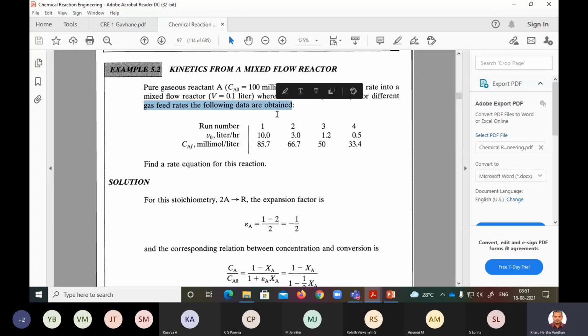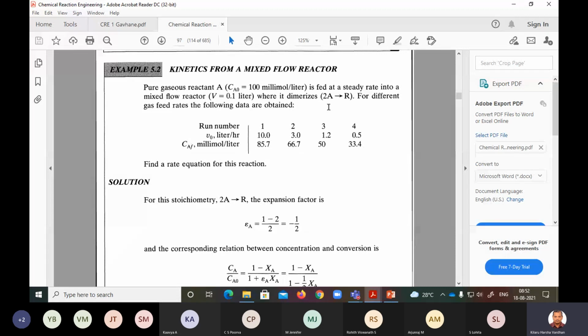For the different gas flow rates, he is giving you the run number. V0 is giving you the volumetric flow rate, and CAF is also given. For this, find the rate for this reaction. Rate equation in the sense, minus RA is K times Ca power N. So what is K and what is N? He is asking you to find out. Whenever they give experimental data like this, definitely you have to draw the graph. In the exam, please make sure that graph problems you do on a graph sheet.